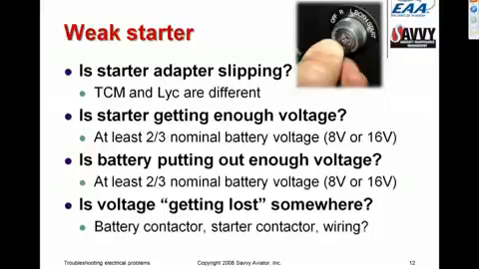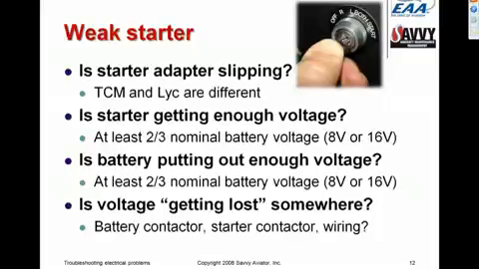If the starter is not getting enough voltage, then it's not the starter's fault, so we have to go and look further back. So the next thing we'll do is put the voltmeter on the battery and try to start the engine and see what the battery voltage is putting out under the load of starting. And again, it should be putting out at least 2/3 of nominal battery voltage, 8 or 16 volts. If the battery is not putting out enough voltage, then the battery's bad. We're going to replace it.